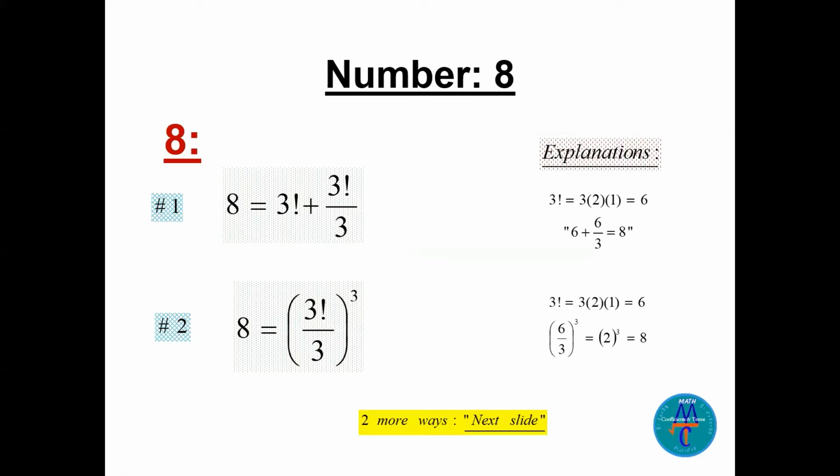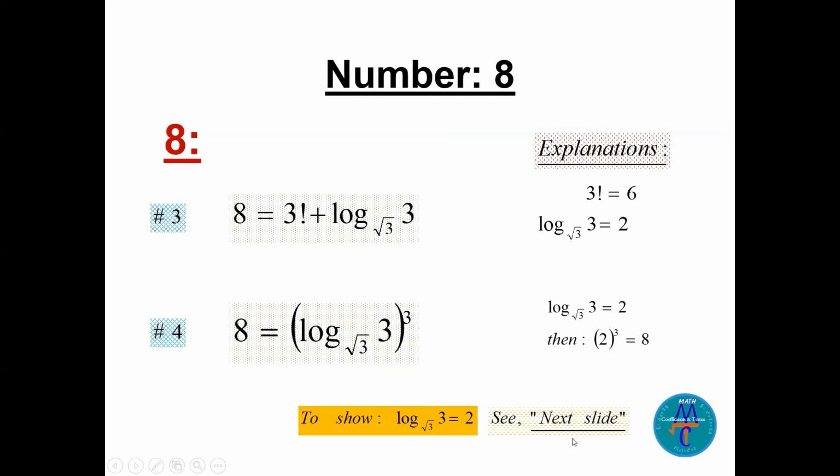Number 8, I can write number 8 as 3 factorial, which is 6, we have seen that, plus 3 factorial, which is 6, divided by 3, 2. So 6 plus 2 is 8. That's method number 1. Let's see method number 2. 3 factorial is 6. Divided by 3 will be 2. And then you put cube, because we need 3 threes. So this is 3, 3, 3. This is also 3, 3, 3. 2 more ways on the next slide for number 8.